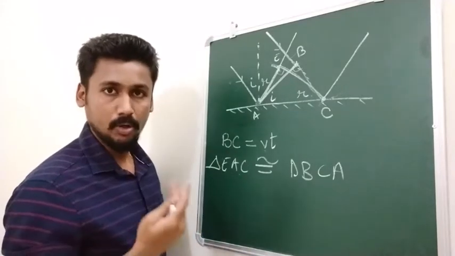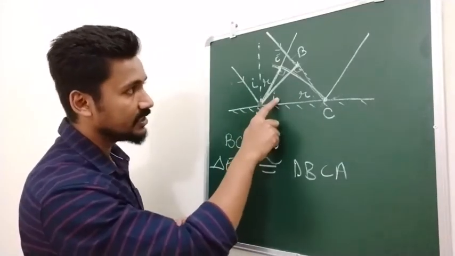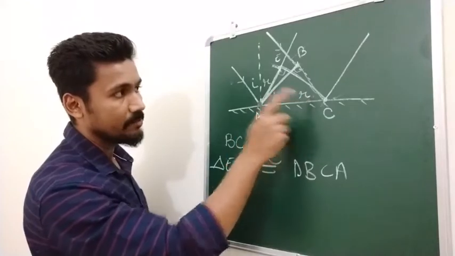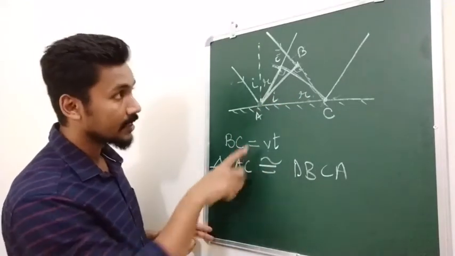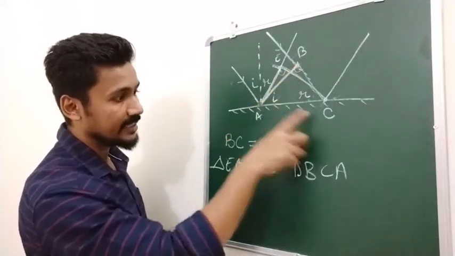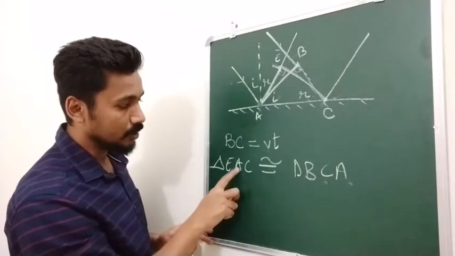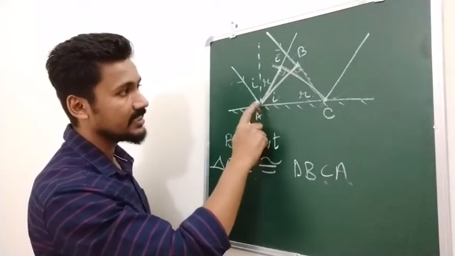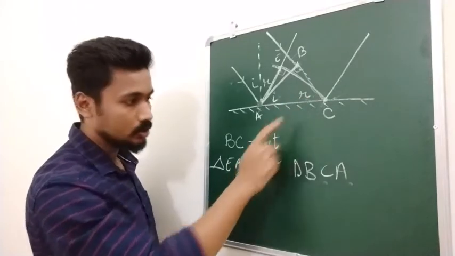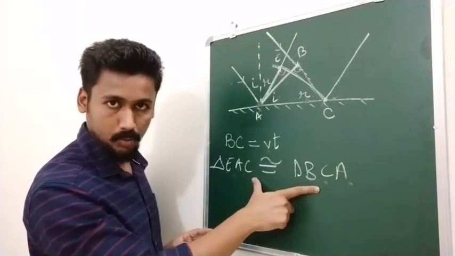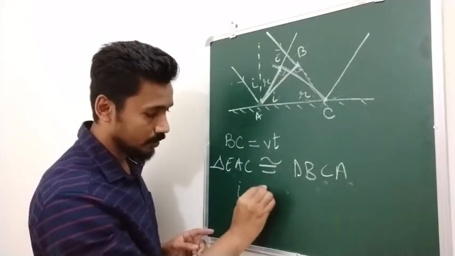Because they are congruent triangles, by these angles you can see angle i will be equal to angle r. Why? You can see BAC will be equal to ACE, and ACE is nothing but r. So as these two triangles are congruent, therefore i is equal to r.